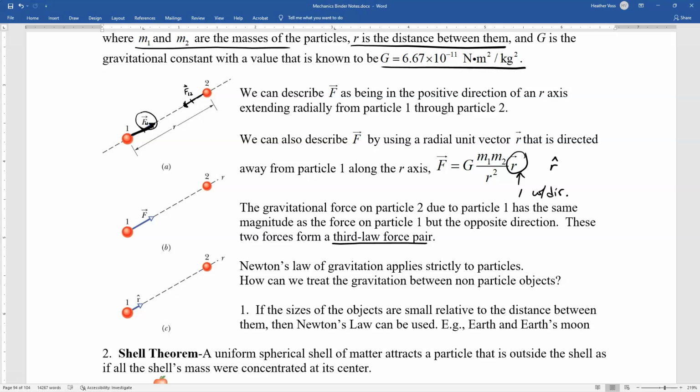So when we start looking at Newton's law of universal gravitation, this applies strictly to particles. So what happens if we're dealing with large objects? If the sizes of the objects are small relative to the distance between them, we can still use this. Like the moon to the earth, the moon is much smaller than the distance between the moon and the earth. So we have that going for us.